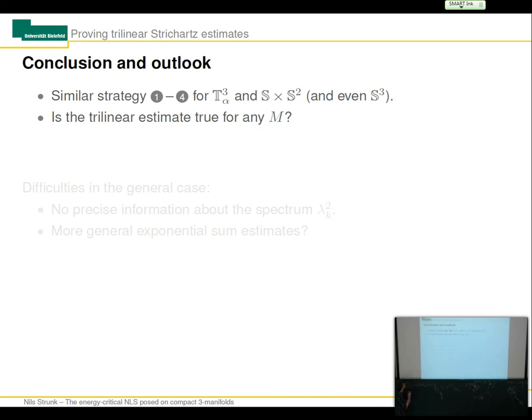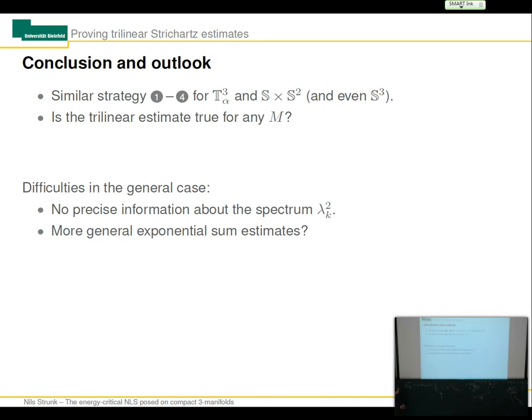Okay? And of course, the question also arises, is this kind of trilinear estimate that we proved now for the irrational torus and for S cross S2, is it also true in a more general setting? I have no idea. I mean, the strategy looks very good, I think, but what prevents us from proving it? Well, it's quite easy. As you remember, on the linear evolution we have e to the t lambda k squared. And for a general manifold, we have no idea what this could look like. And this makes it really hard to prove anything.